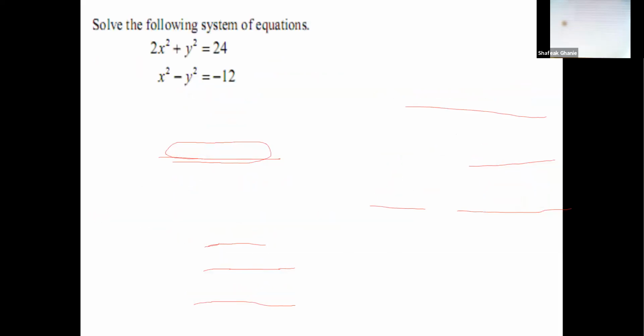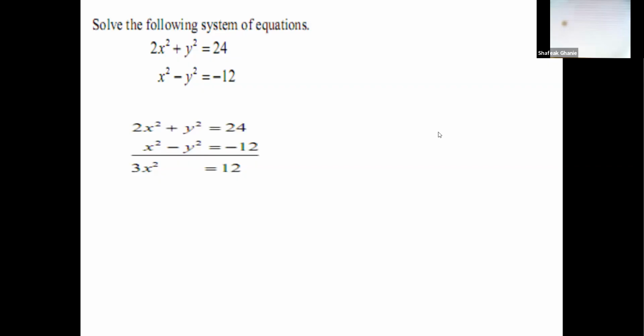Another example. So you have two here, and in this case, both of these equations are nonlinear. Both of them are nonlinear. So in this case, you can use substitution. You can use elimination very easily here too. Let's see what they did.